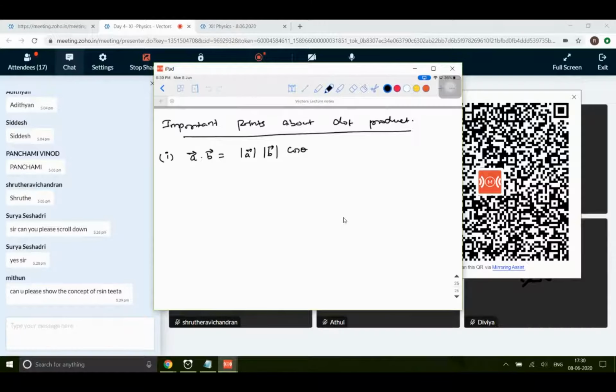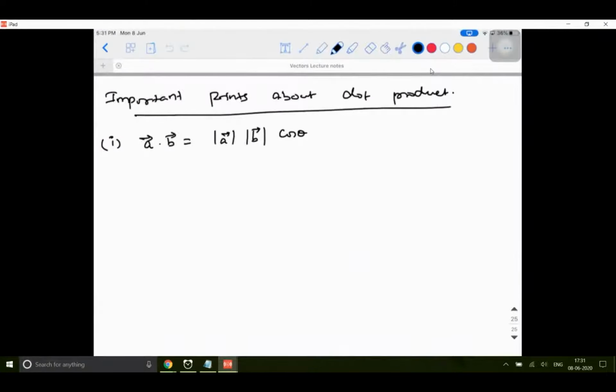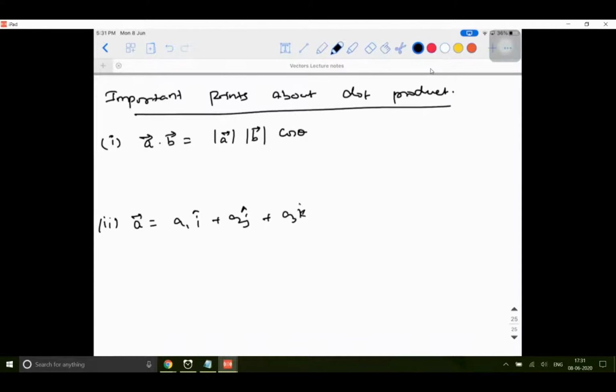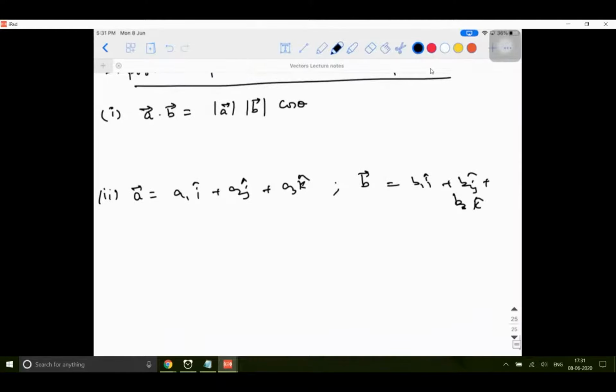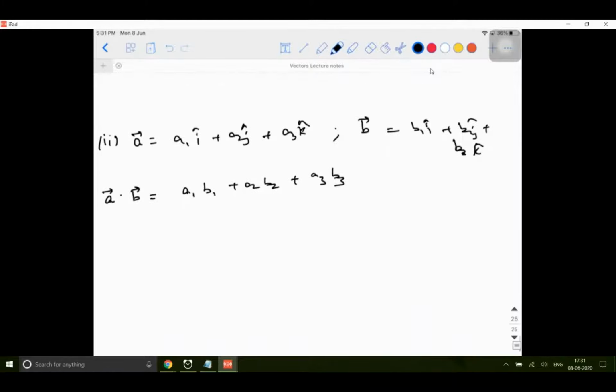So it is going to be magnitude of A vector into magnitude of B vector cos theta. Then if A vector is equal to A1 i cap plus A2 j cap plus A3 k cap, and B vector is equal to B1 i cap plus B2 j cap plus B3 k cap, then A vector dot B vector is given as A1 B1 plus A2 B2 plus A3 B3. That is nothing but the sum of the products of the coefficients of i, j, k respectively.